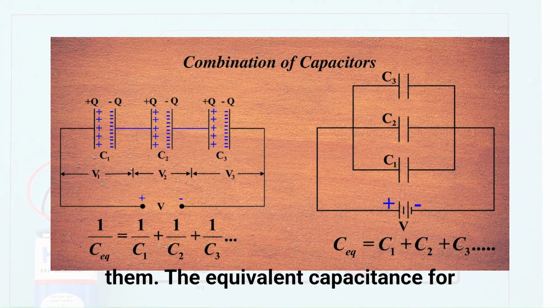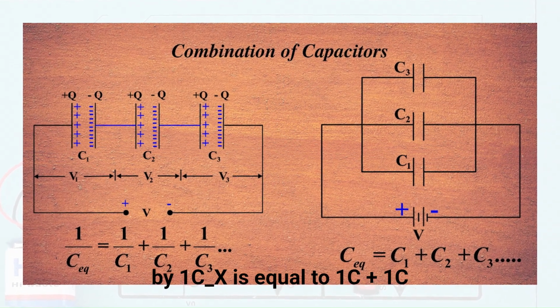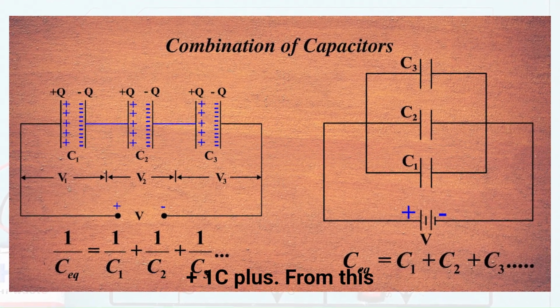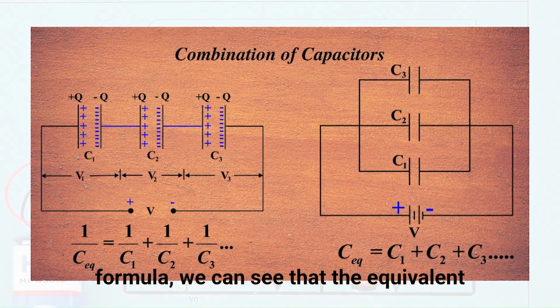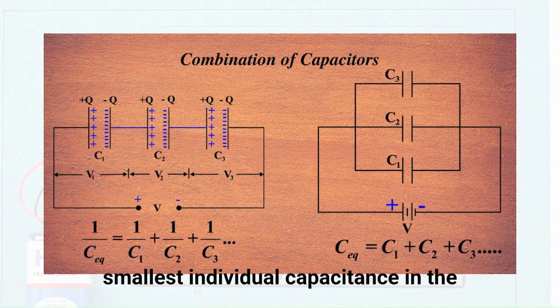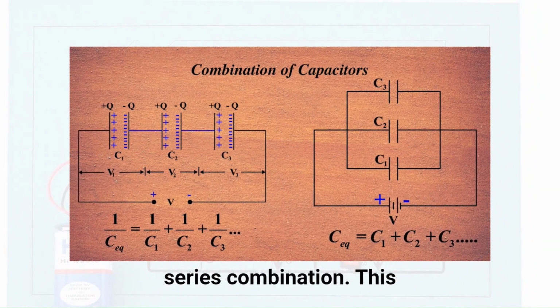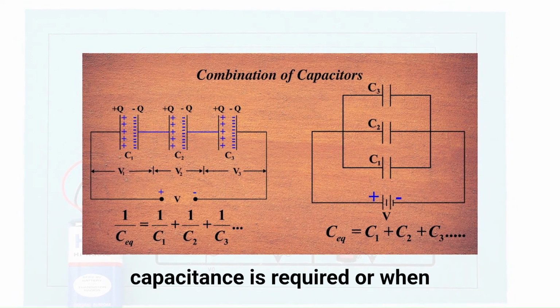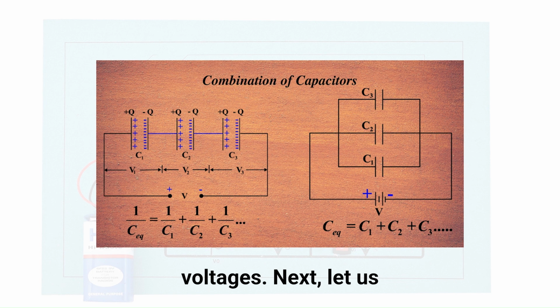The equivalent capacitance for capacitors in series is given by 1/C_eq = 1/C1 + 1/C2 + 1/C3 + and so on. From this formula, we can see that the equivalent capacitance is always less than the smallest individual capacitance in the series combination. This arrangement is useful when a lower capacitance is required or when capacitors need to withstand higher voltages.